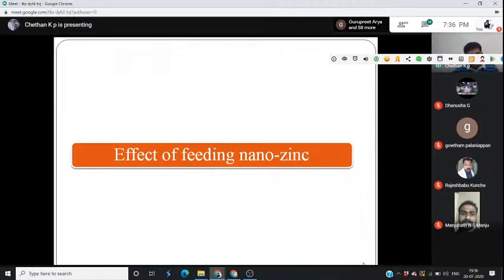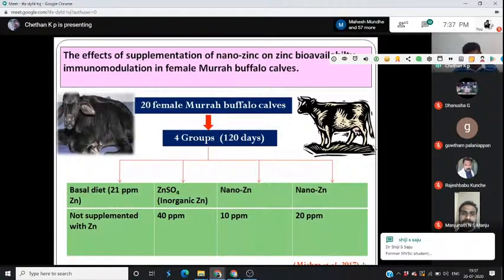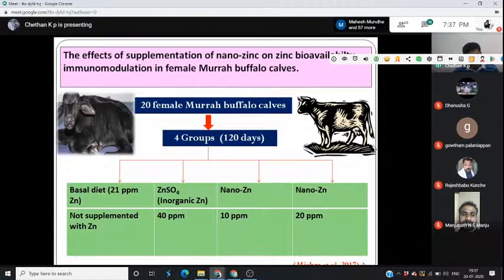So coming to the effect of feeding nano zinc in animals. This study was conducted by Mishra and co-workers in the year 2017: the effect of supplementation of nano zinc on zinc bioavailability and immunomodulation in female Murrah buffalo cows. He used 20 female Murrah buffalo cows divided into four groups, and the study was conducted for 120 days. The basal diet contained 21 ppm of zinc with no additional supplementation, a zinc sulfate group at 40 ppm, and he used nano zinc at two levels: one at 10 ppm and one at 20 ppm.